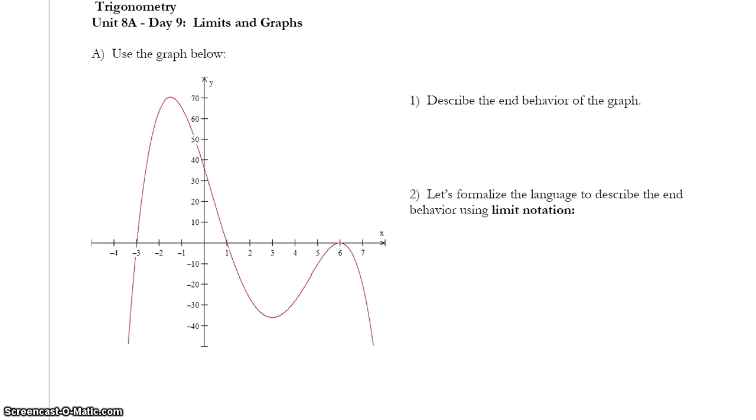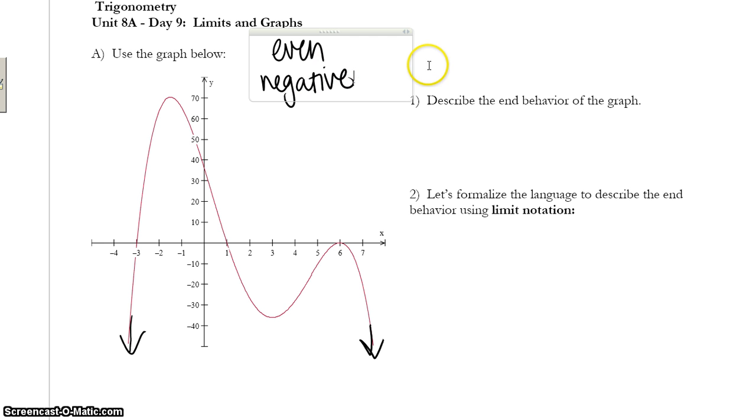Use the graph below to describe the end behavior of the graph. Let's take a look at our graph first. Our graph is pointing down in both directions, which tells us that it's an even graph as well as a negative graph. So describe the end behavior.